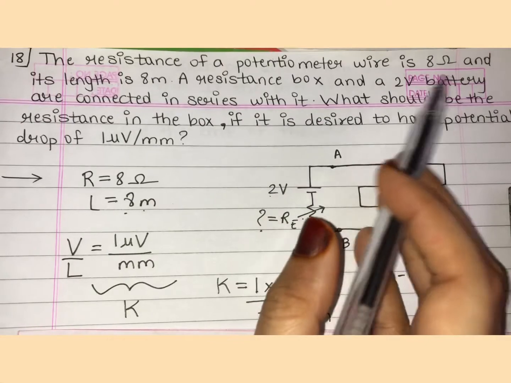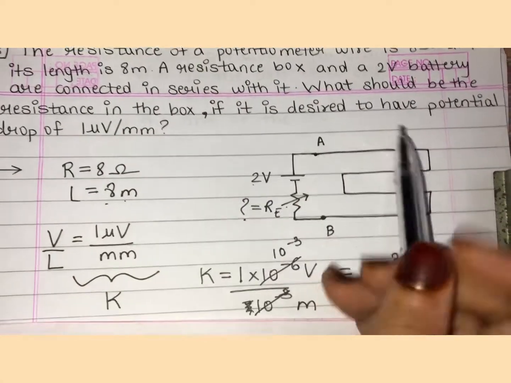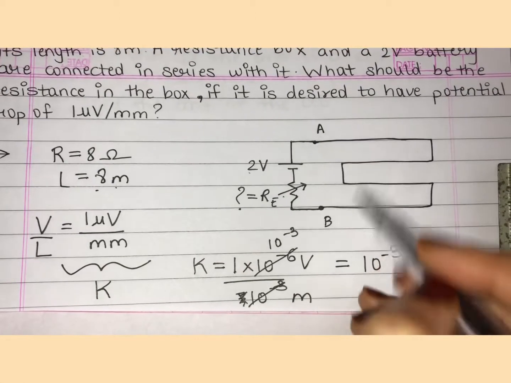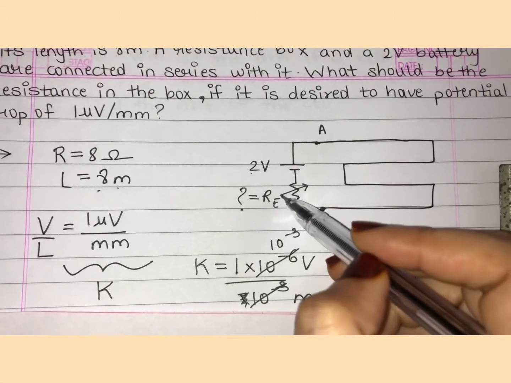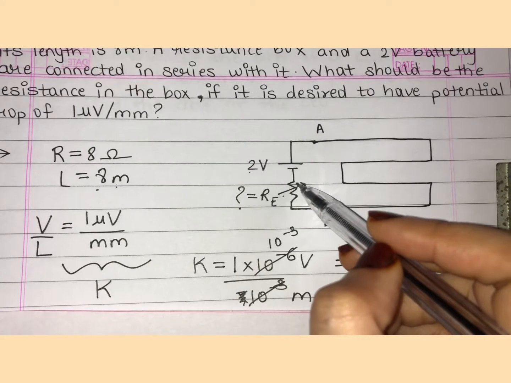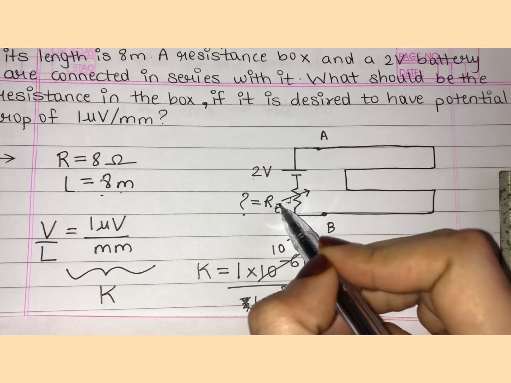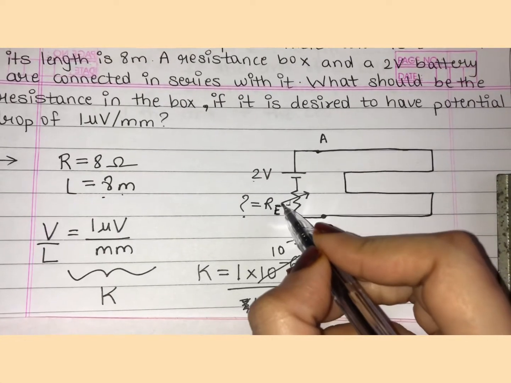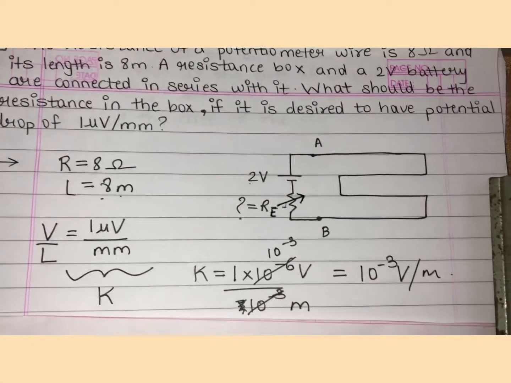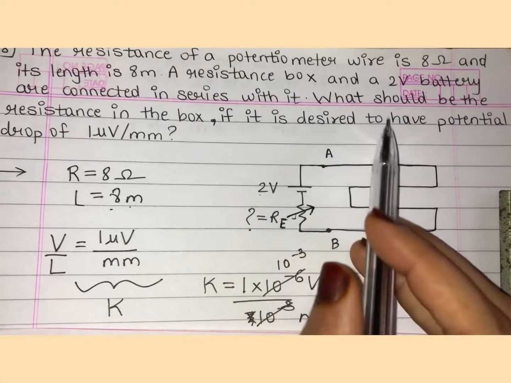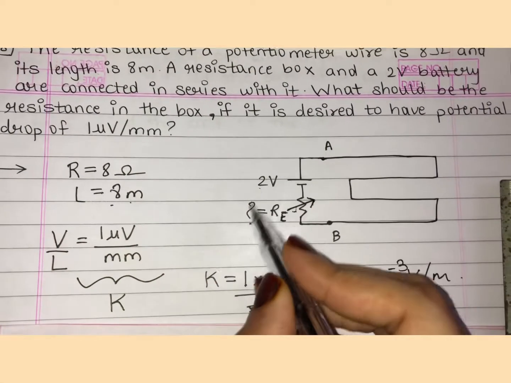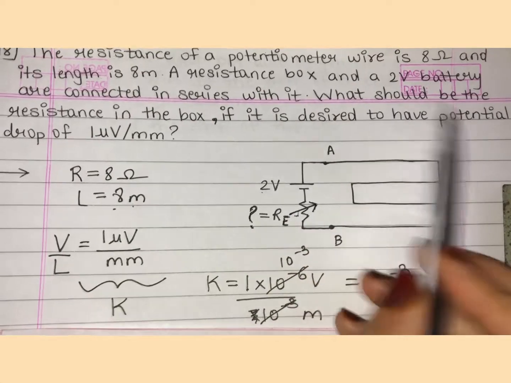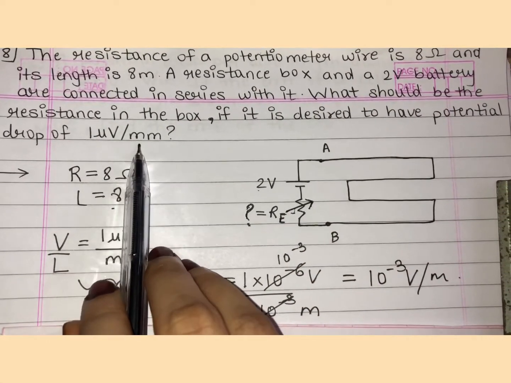A resistance box and a 2-volt battery are connected in series with the wire. Here I have made it variable because we can change the value of the resistance box according to our need. So that's the reason I have marked it with such a sign. Now what should be the resistance in the resistance box? What value will you select in the resistance box to get a potential drop of 1 microvolt per millimeter?